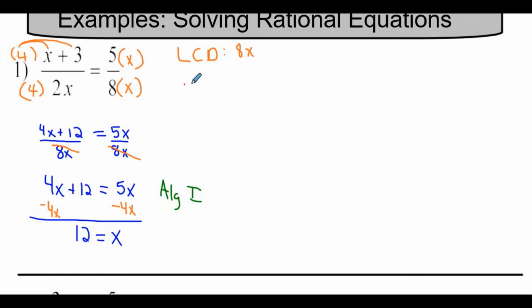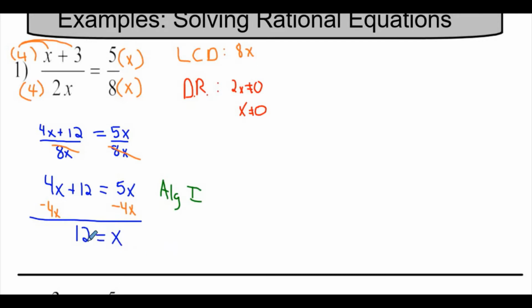There is one important thing to remember. We can't forget about domain restrictions. They do play an important role in solving as well. And the domain restriction here, you don't need to set 8 equal to 0. But if you set 2x not equal to 0, you would get that x is never allowed to equal 0. Why is that important? Because if your answer is x equals 0 and your domain restriction is that x can never be 0, there would be no solution. But in this problem, we're good to go.